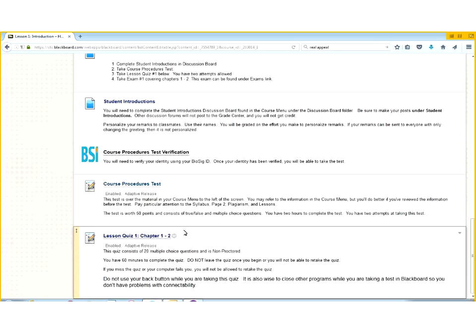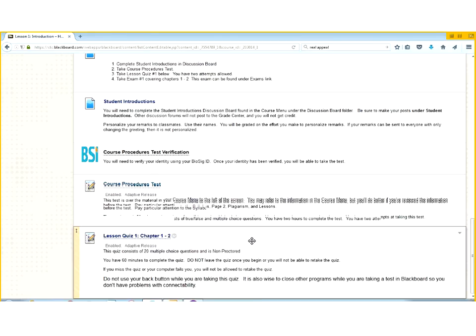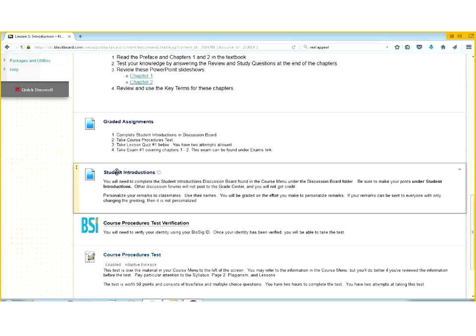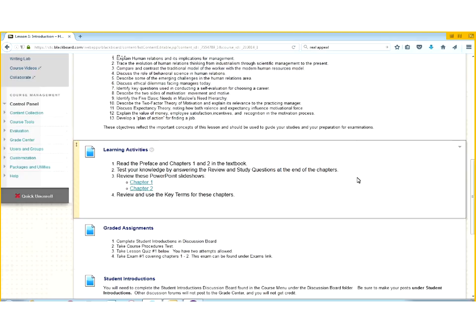Then you notice on down beneath here, as you scroll down, you have the Course Procedures test, which you're going to do well on. And then you take Lesson Quiz number 1, which covers chapters 1 and 2. The test is open book. It is timed, so you should have read the book. Okay, I think I've got you started off on a good track. I'm going to go back up here and get this corrected about student introductions.